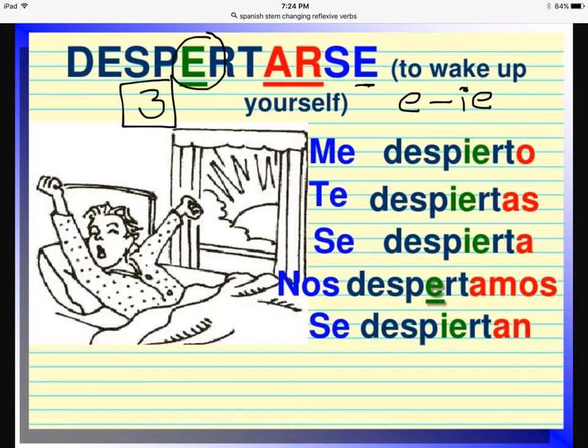So this E is the one that we're going to be stem changing, and it's going to change to an IE when you conjugate it. Right here, you see despierto. Instead of it being desperto, which it would be if it wasn't stem changing, you get despierto. So don't do that. And then again, you have your reflexive pronoun that goes with the O form. Don't forget, you stem change in all the forms except for the nosotros form. I'll put a big underlining. This is where you do not stem change.